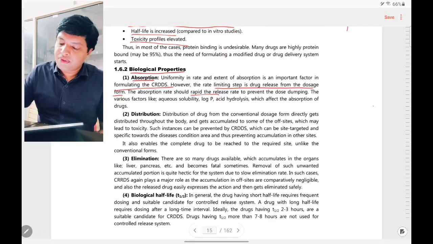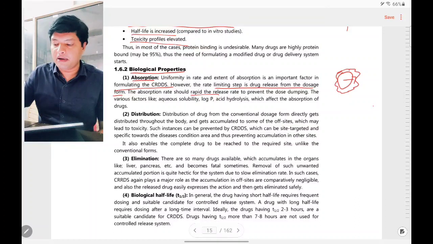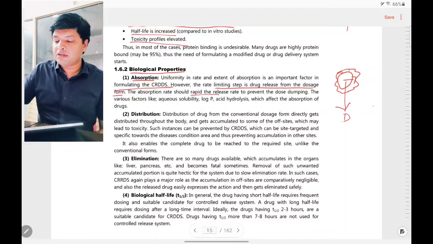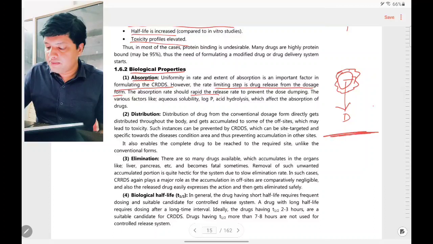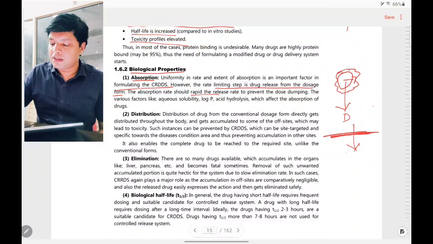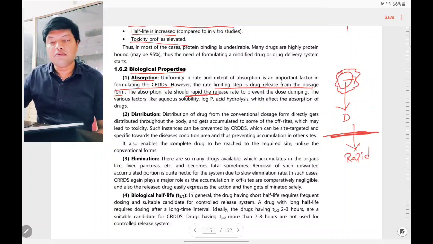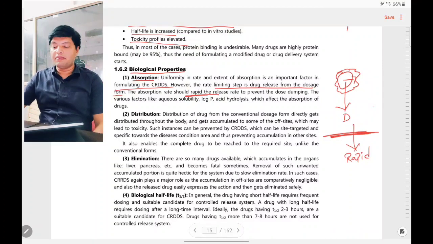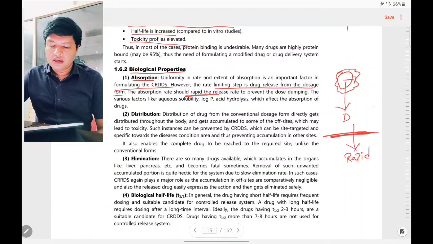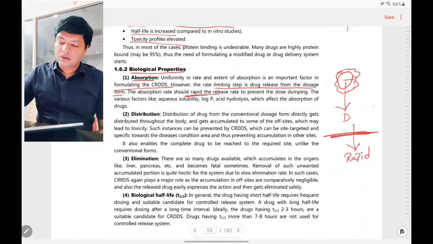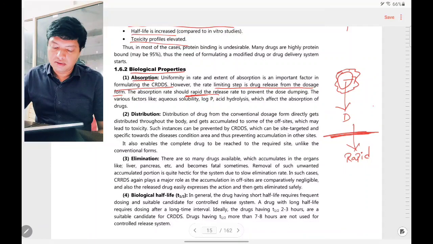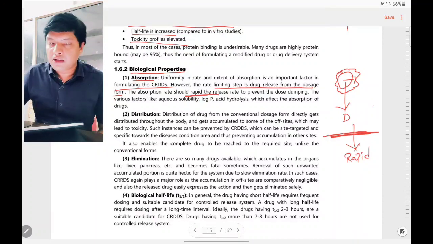What this point is saying is, I am controlling the release of the drug from the dosage form by applying a rate controlling membrane. So the release of the drug from the dosage form is controlled. But when it is absorbing through the biological membrane, I assume that the rate of absorption is rapid. The absorption will be rapid there. That's what I assume. So absorption should be rapid.